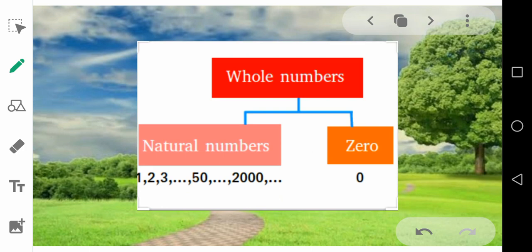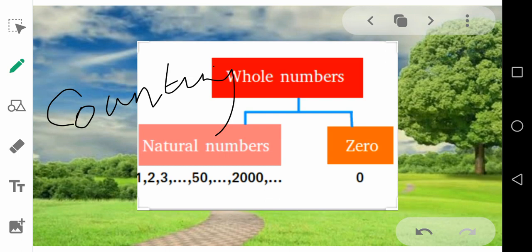Natural numbers are counting numbers, C-O-U-N-T-I-N-G. Counting numbers means the numbers which we use to count. So which are those numbers? Yes, 1, 2, 3, 4. It will go on like that, right?